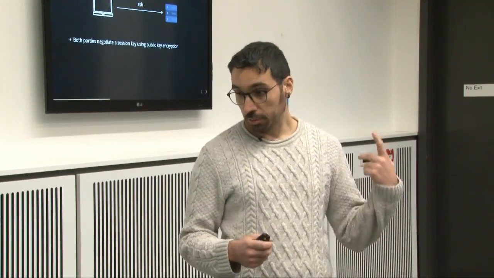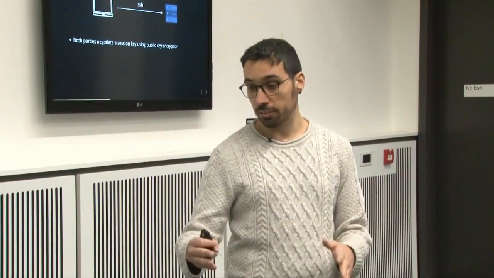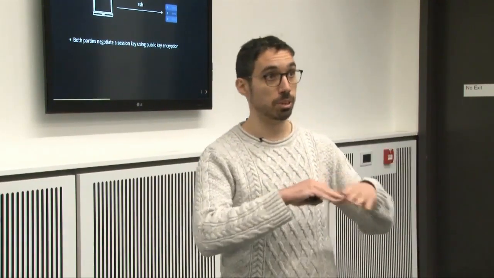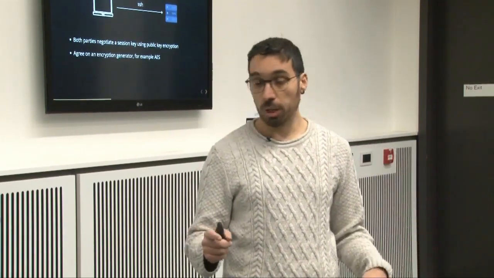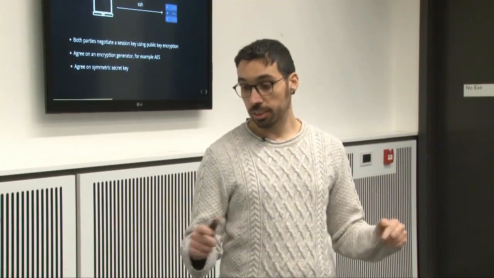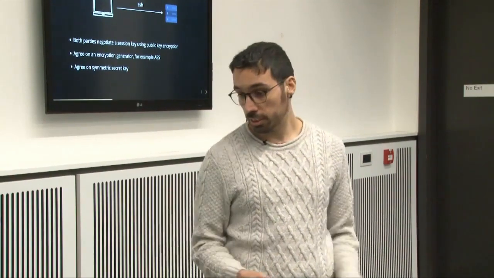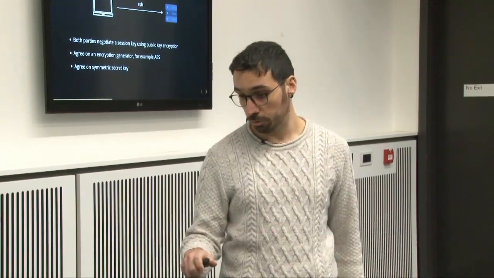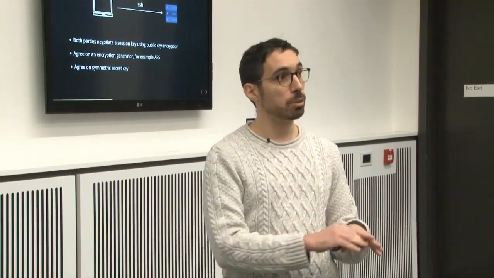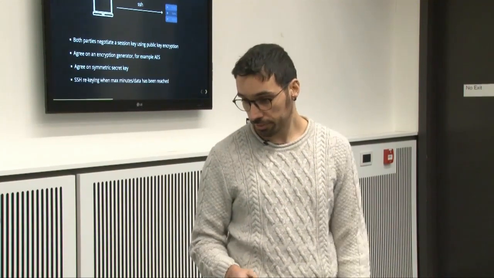So how does SSH work? Basically, when we run the command ssh, both our computer and the server start to negotiate a session using the asymmetric algorithm. They agree on which symmetric algorithm to use, and they generate a symmetric key that only they know. So the first part is asymmetric. Then they carry on with symmetric just because it's faster to use.